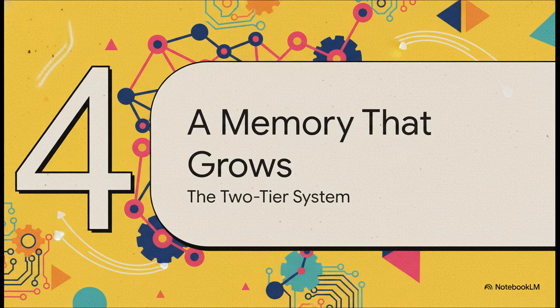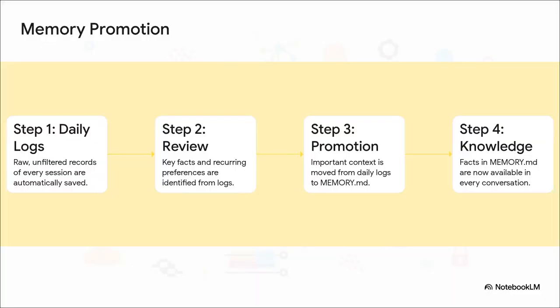This brings us to memory, which is honestly one of the coolest parts of this whole system. It's not static, it's a smart two-tier system that lets your AI actually learn and get better over time, just by talking to you. So how does this actually work? Well, it starts with daily logs. Every interaction you have gets saved automatically, like a raw diary. Then, every so often, those logs get reviewed. Key facts, things you keep repeating, or important preferences get spotted. And then they get promoted into that permanent memory file. And just like that, something that happened once becomes permanent knowledge the AI can use forever.